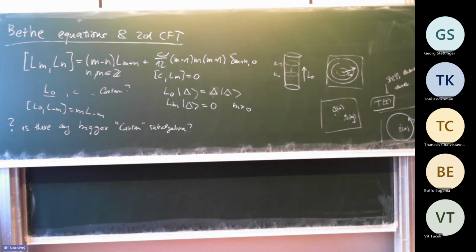Not directly, but if you quantize the Nambu-Goto action in such a way that you get a conformal field theory, then you have it, because every conformal field theory has it. This is the universal thing that every 2D CFT has. Okay. Yes.